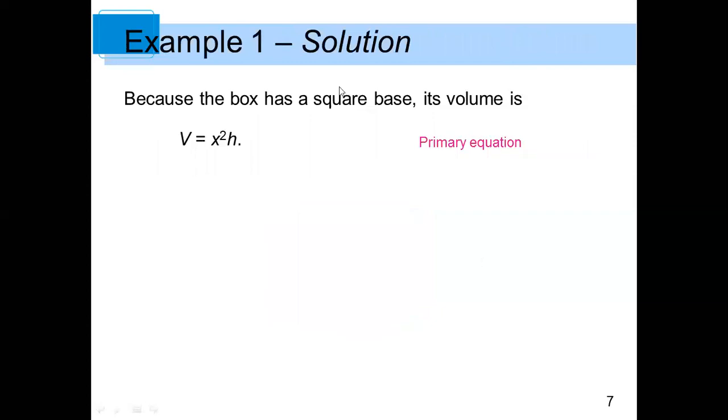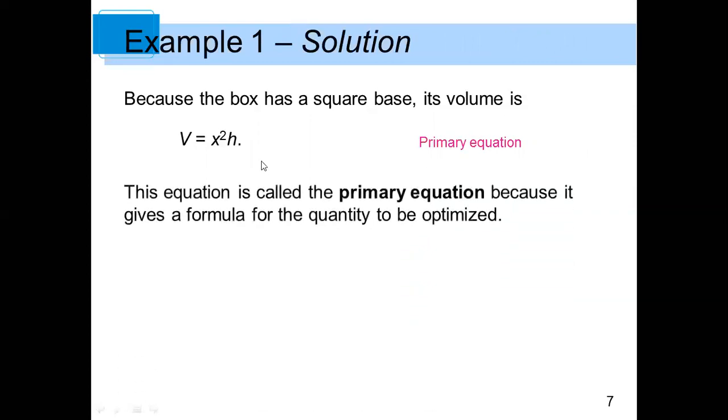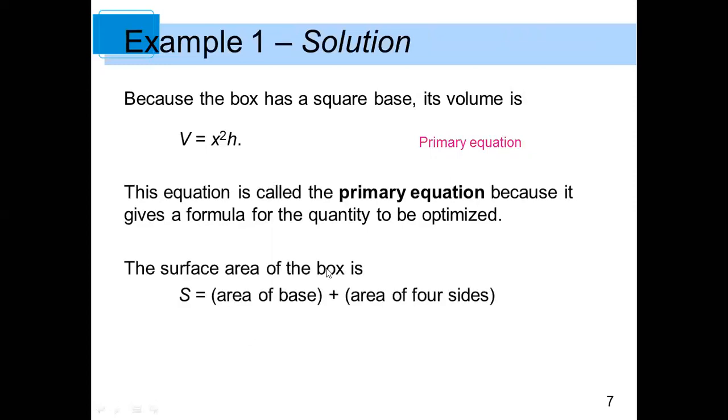Because the box has a square base, the volume is x squared h. That's the primary equation, and we call it the primary equation because it's the equation we're trying to optimize. We're trying to find the maximum volume for this situation. The surface area of the box, like we just said, x squared plus 4xh equals 108. That's the secondary equation. Usually in optimization problems, you have an equation that you want to optimize, and there's also a secondary equation that relates the variables involved.